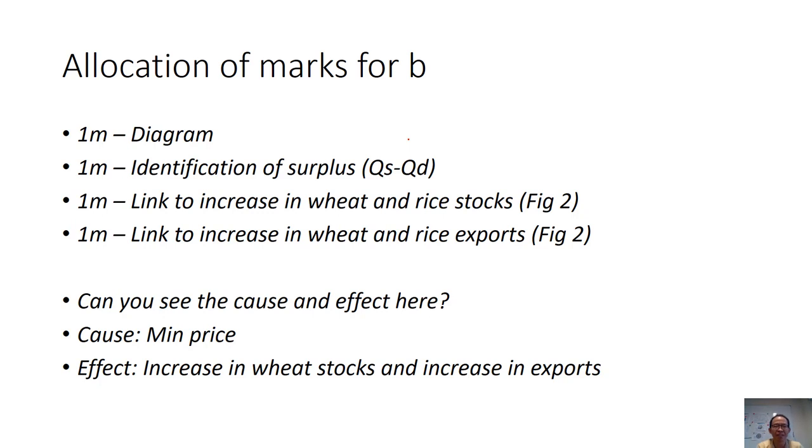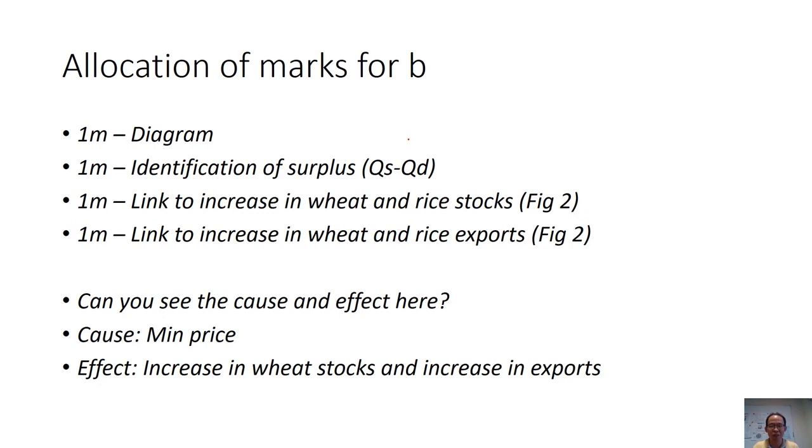So the allocation of marks for B is roughly like that. 1 mark for the diagram, 1 mark for the identification of the surplus. So it basically means that 2 marks for a correct diagram and explanation, that it leads to a surplus. Then the third mark is linked, if you can link the diagram to the increase in wheat and rice stocks. And the final mark is to link to increase in wheat and rice exports.